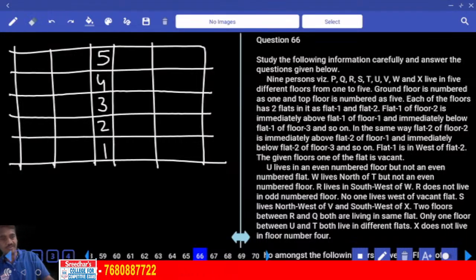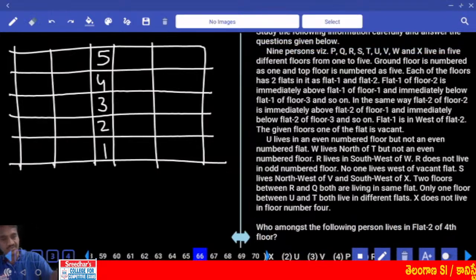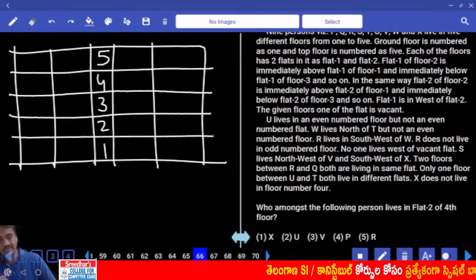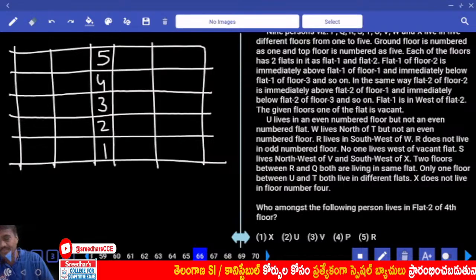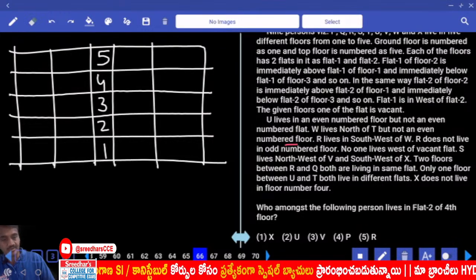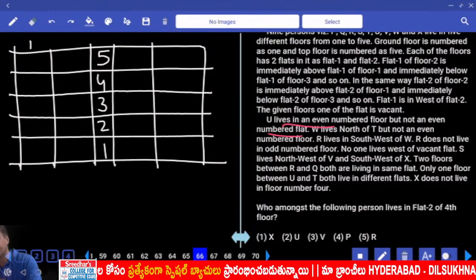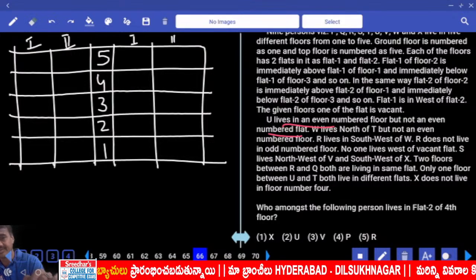The 9 persons P, Q, R, S, T, U, V, W, and X live in 5 different floors. And this entire information till here is only the descriptive part. From here onwards, we have the information. Now U lives on an even number floor, but not on an even number flat. Clear? Hence, U lives on an even number floor, odd number flat.